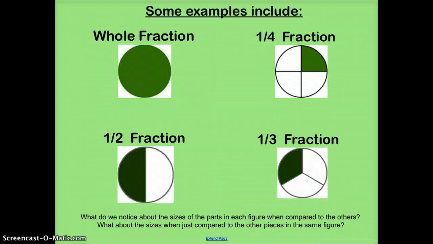Here are a couple of different fractions to look at. This is a whole fraction. All of our parts are shaded. This is 1/4 of a fraction, 1/2 of a fraction, and 1/3 of a fraction. One thing you might want to notice is that with each of these, the parts are all the same size within that fraction. Each fourth is the same size. Each third is the same size as the other thirds. Same thing here, each half is the same size.